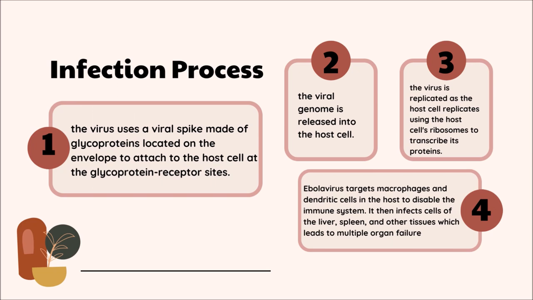The infection process first occurs when the virus uses a viral spike made of glycoproteins located on the envelope to attach to the host cell at the glycoprotein receptor sites. The viral genome is then released into the host cell. The virus is replicated as the host cell replicates, using the host cell's ribosomes to transcribe its own proteins. Ebola virus targets macrophages and dendritic cells in the host to disable the immune system. It then infects cells of the liver, spleen, and other tissues, which leads to the multiple organ failure.